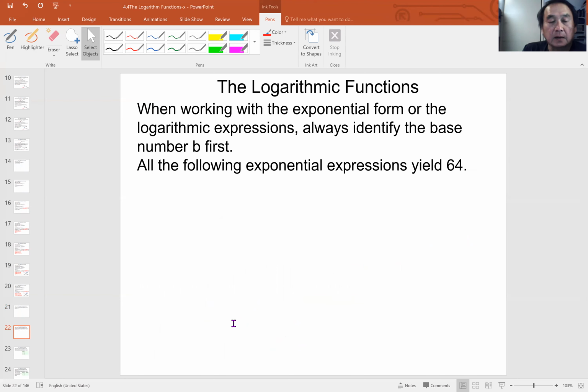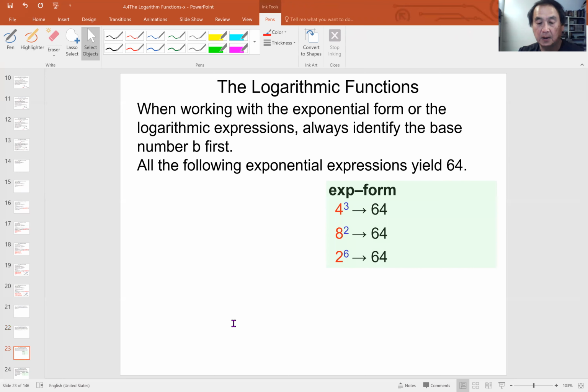So let's do some practice. The most important thing is to practice converting between the forms until we get used to it. And when we read a log expression, the first thing we should recognize is what base we're using. So here are some problems in exponential form, and we convert them into log form.